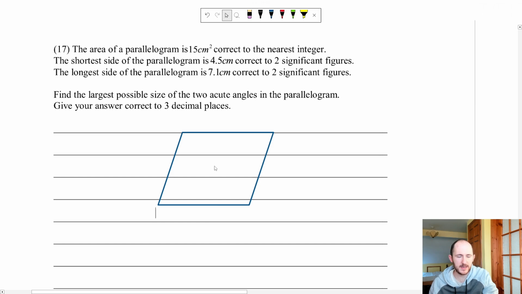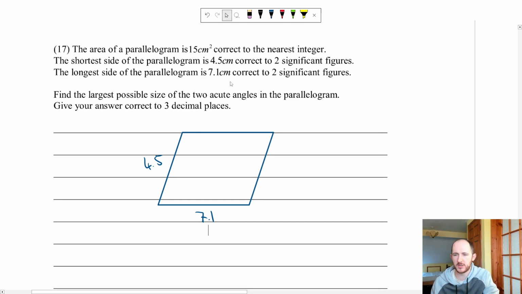Okay, so it doesn't really tell us much about this. So the area of the whole parallelogram is 15. Okay, so the shortest side is 4.5. Now, it says to a certain number of sig figs. I'm just going to write it as the normal value for now because I don't know if I want to take the upper or lower bound. I just don't know yet.